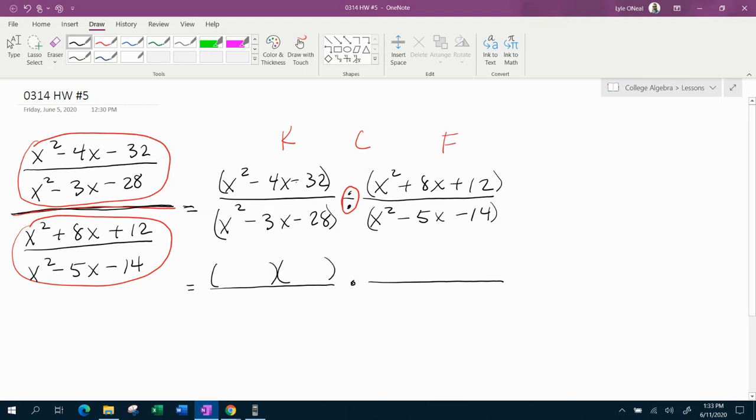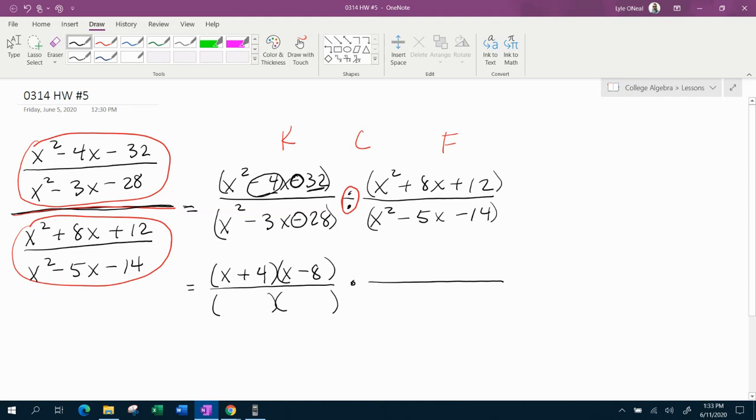So here we go. First trinomial, if I read the signs, minus makes them different. X and x to make x squared. And then I'm going to need numbers that multiply to make 32, that subtract and make negative 4. Well, 4 times 8 is 32. And I need that 4 to be negative. So that's going to be 4 minus 8 to make negative 4. Okay? 1 down, 3 to go.